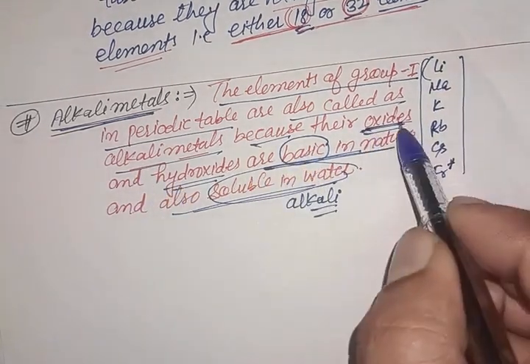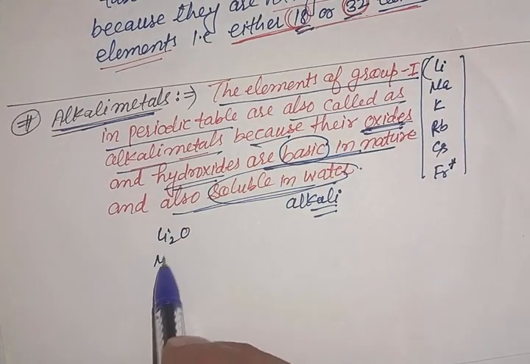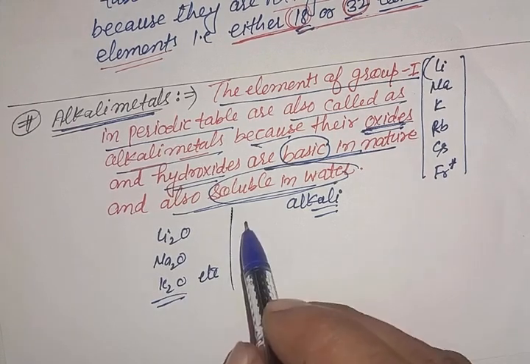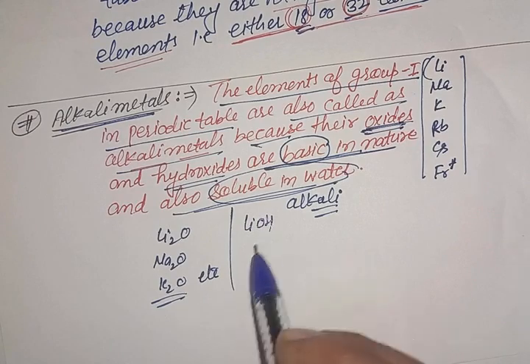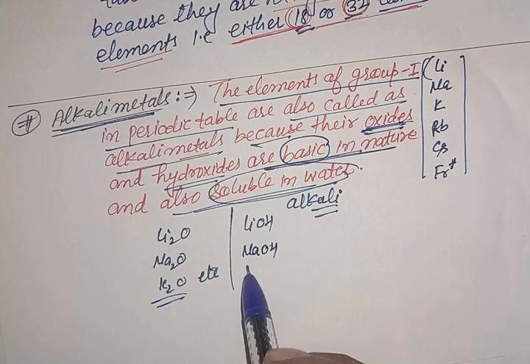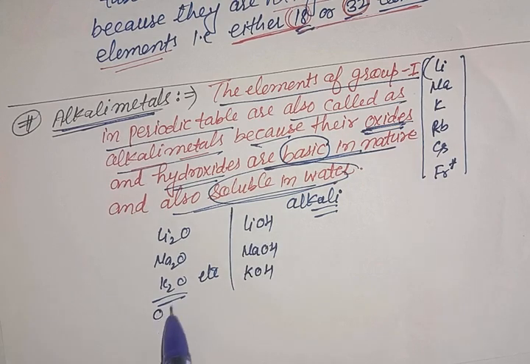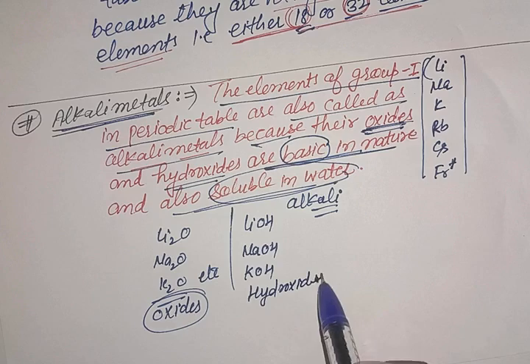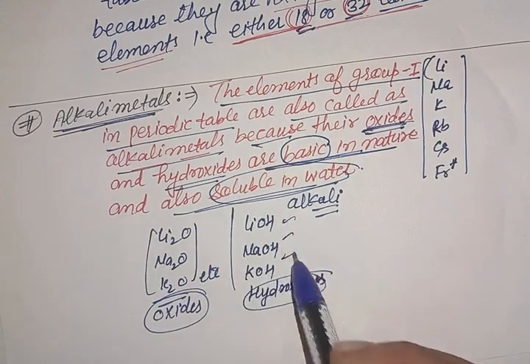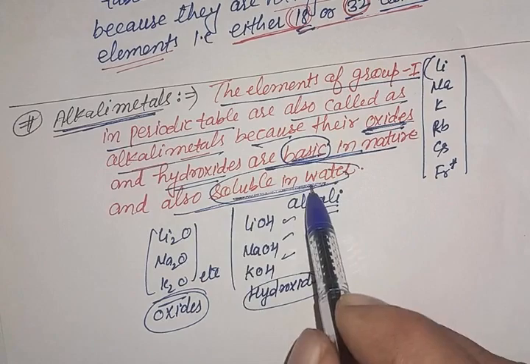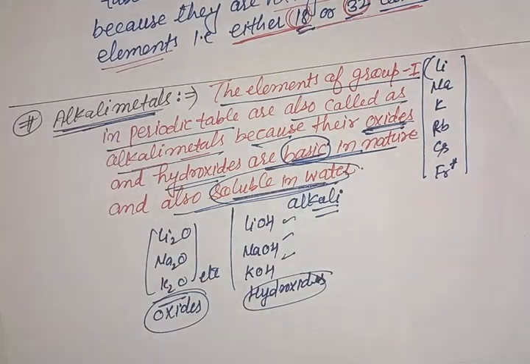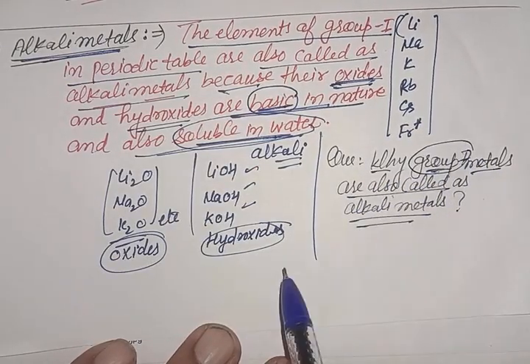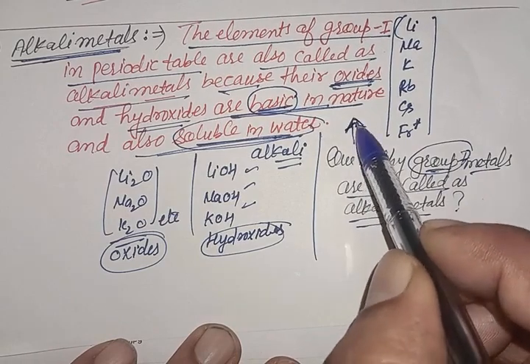We are talking about oxides like lithium oxide, sodium oxide, potassium oxide, etc. These are the oxides. And hydroxides like lithium hydroxide LiOH, sodium hydroxide NaOH, potassium hydroxide KOH. So these are oxides of group 1 metals and these are the hydroxides of group 1 metals. These oxides and hydroxides are basic in nature and soluble in water. That's why they are called alkali metals. Now the question: why are group 1 metals also called alkali metals? The answer to this question has already been discussed.